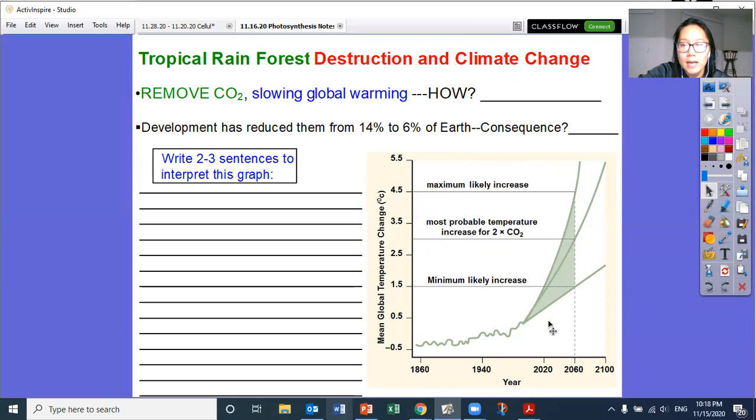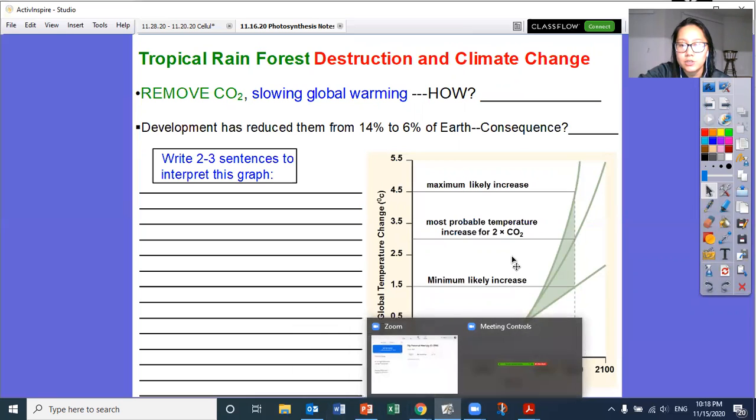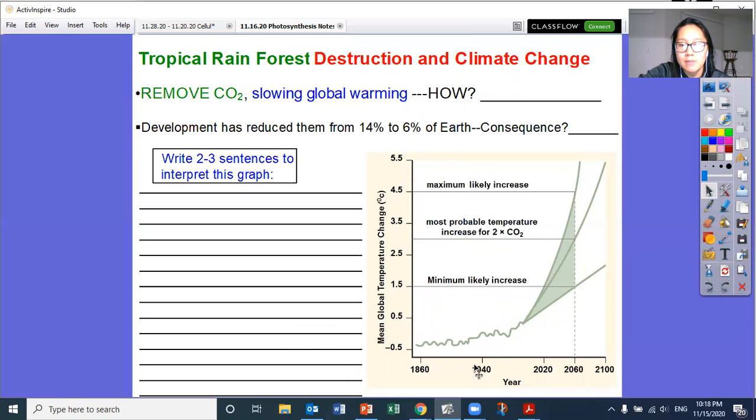Okay. I'm going to also ask that you interpret this graph in 2 to 3 sentences. So make sure you're reading what the axes are saying, and you're looking at what happens as time has been getting closer and closer to now and the prediction for the future.